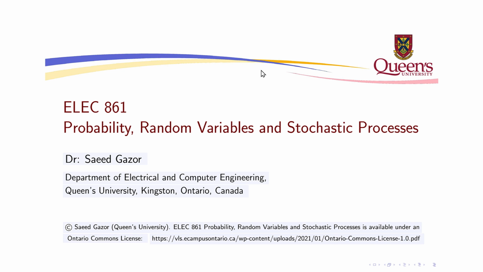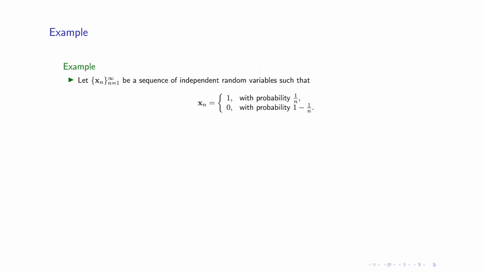In order to show that the weaker conditions do not guarantee the stronger conditions, we'll have some examples to demonstrate that one. One example is to consider a binary sequence of independent random variables. Suppose that x of n is either 1 or 0, but with a varying probability.